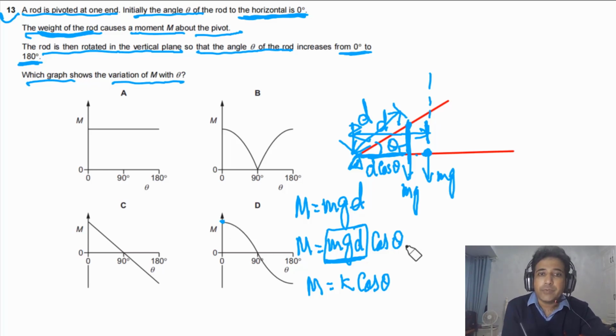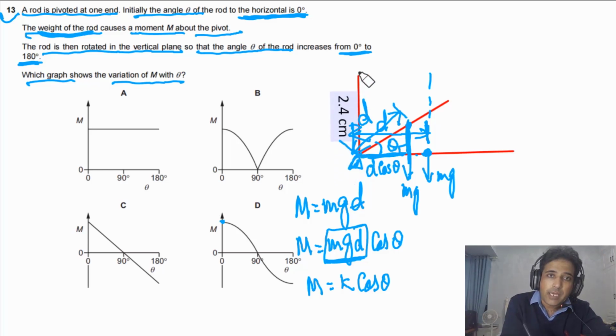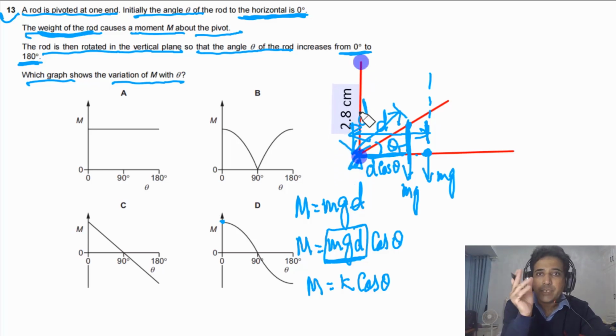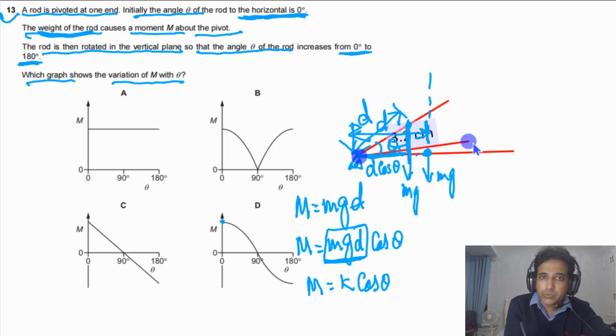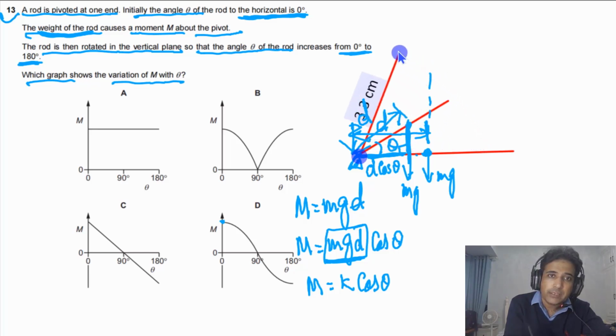So this is maximum. So when theta is 0 degrees, cosine is maximum, and when theta is 90 degrees, means when the rod is at this point, moment has to be 0. And we are rotating the rod from here, so as angle is increasing, cosine of theta is decreasing. Finally, when the rod is here, cosine of 90 is 0, so moment has to be 0. So we see moment is equal to 0 here.